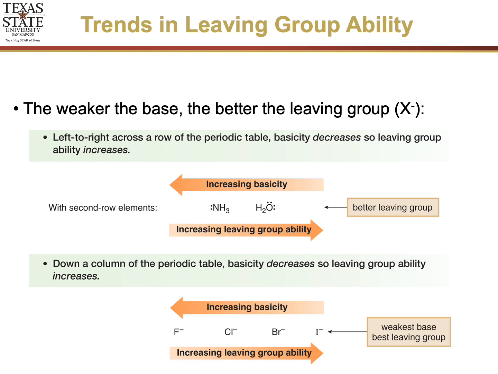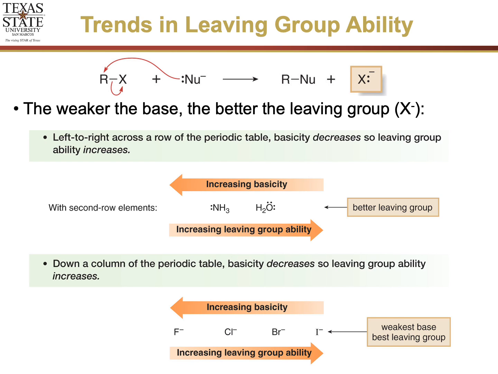If we look at the halogens, basicity increases as we move up the periodic table to the smaller anion, and therefore our ability to leave increases as we go down the periodic table, where fluorine is not as good as chlorine, but bromine is better than chlorine, and iodine is better than bromine, making iodine one of the weakest bases and one of the best leaving groups out of the halogens.